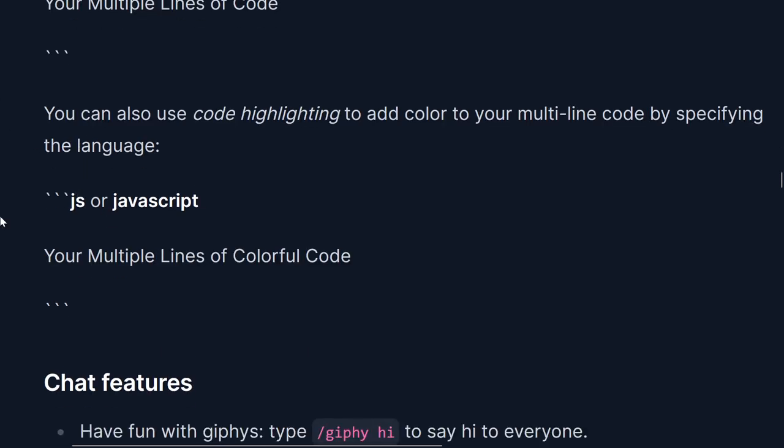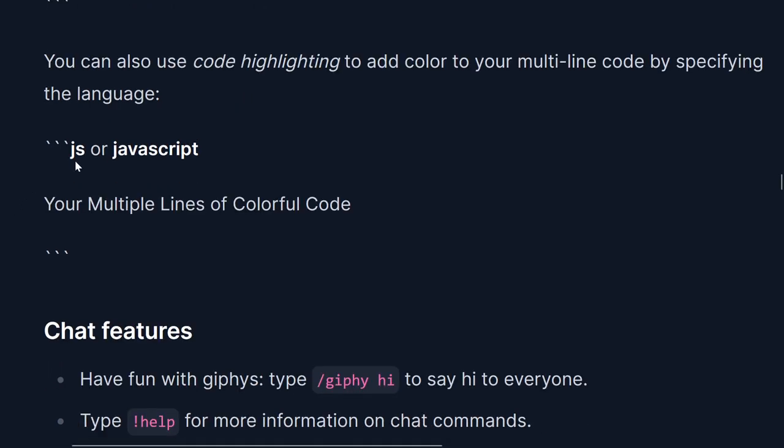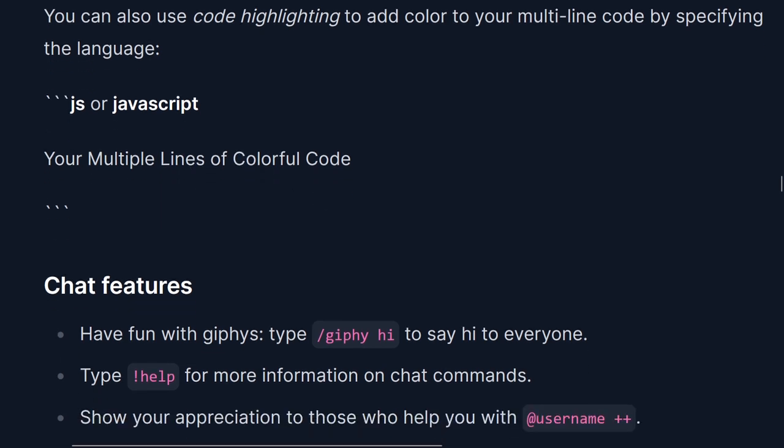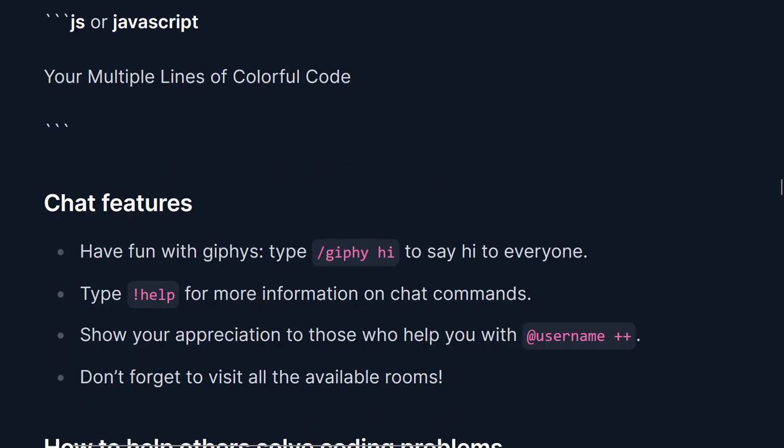You can also use code highlighting, add color to your multi-line code by specifying the language. Backtick JavaScript or JS, your multiple lines of code, backtick. Okay, chat features.